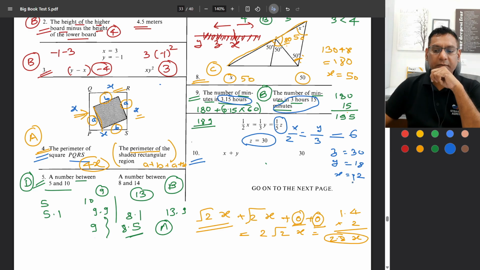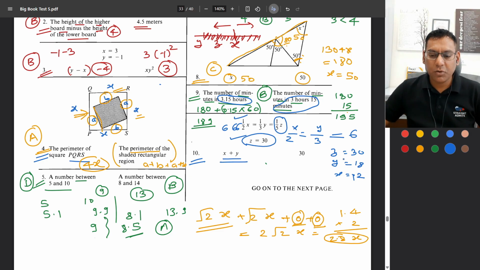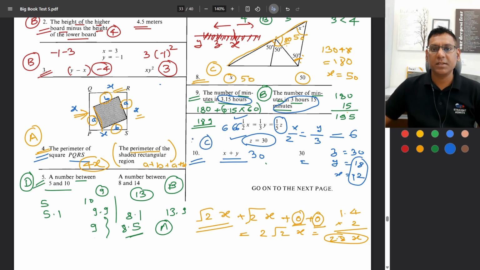Correct? Let me just verify. 12 by 2 is 6. 18 by 3 is also 6, and 30 by 5 is also 6. So this is making sense. So x plus y is going to be 30, and I have 30 here. So again, answer is going to be answer choice C.